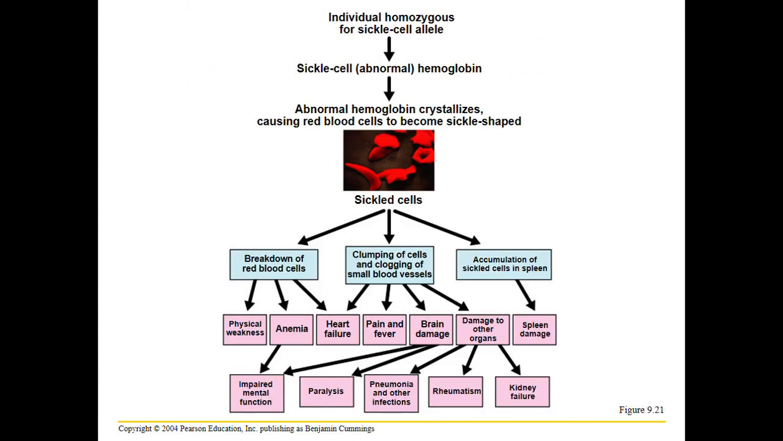Let's look more closely at sickle cell anemia. An individual is homozygous for the sickle cell allele. Hemoglobin is affected. Abnormal hemoglobin crystallizes, causing the red blood cell to become sickle-shaped, which we just talked about. And these sickle cells can cause different issues that lead to different homeostatic imbalances, for example different organ failures that can be fatal, and so on and so forth. You can just read through this area of the chart.